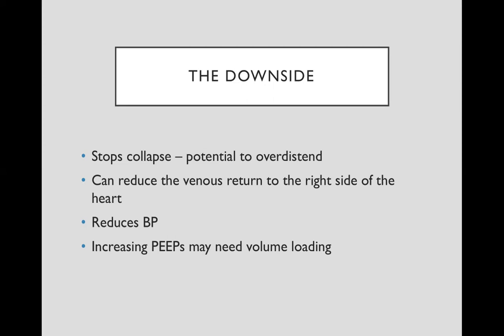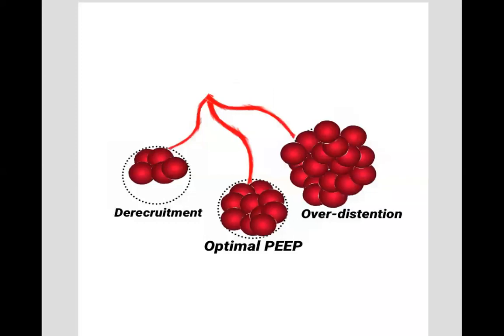At that point, you need to consciously be watching your blood pressure and volume load the patient if it is required. So this is a picture I'll come back to again. The picture in the center gives you what is termed an optimal inflation of the alveoli, which is something we can very rarely achieve.